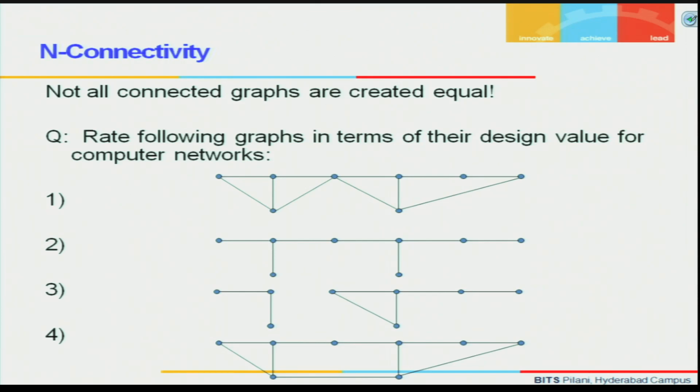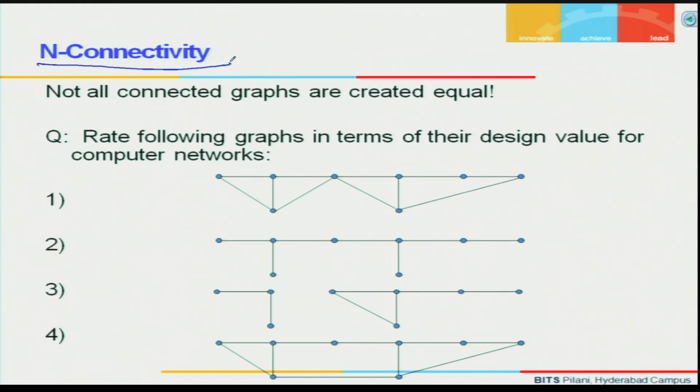If a minimum of 2 nodes have to be removed so that the graph becomes disconnected, I will say the graph has 2 connectivity. If a minimum of 3 nodes have to be removed so that the graph becomes disconnected, I say the graph has 3 connectivity. This is what connectivity is. I say a graph is n-connected if a minimum of n nodes have to be removed for it to become a disconnected graph.